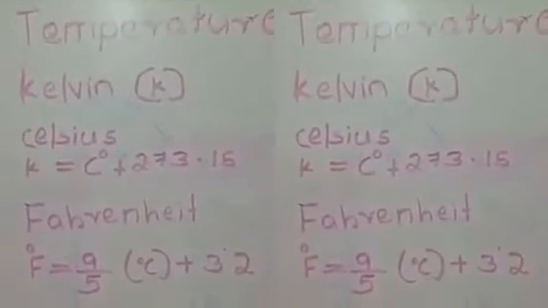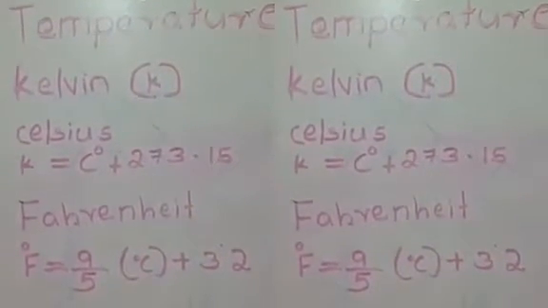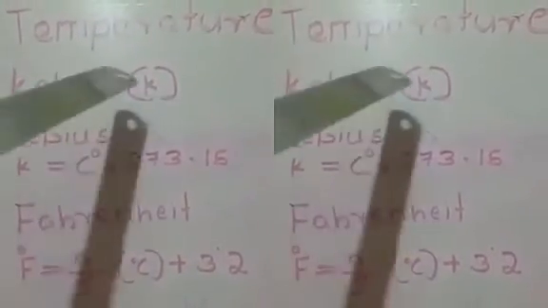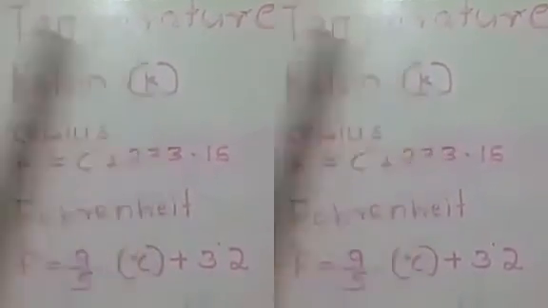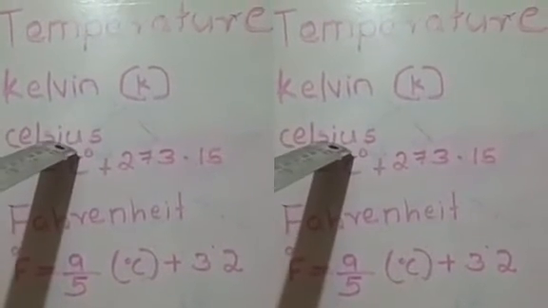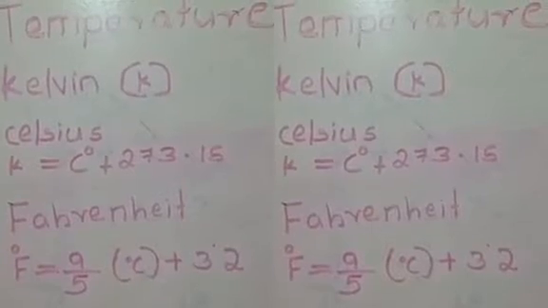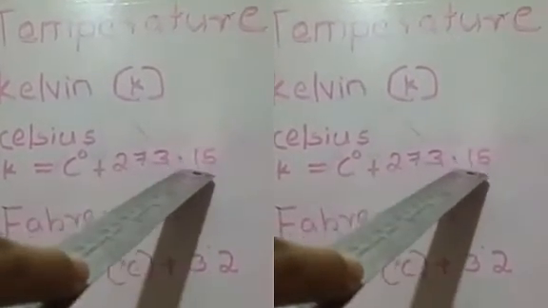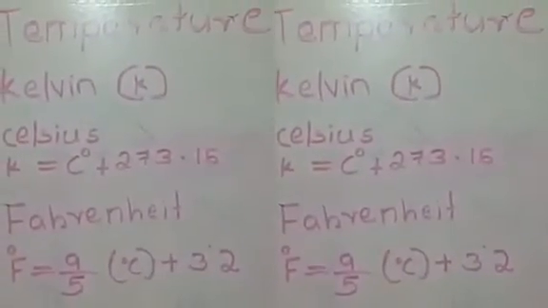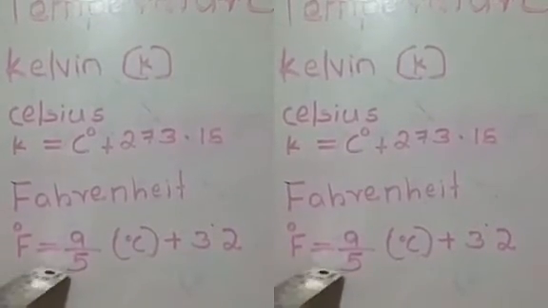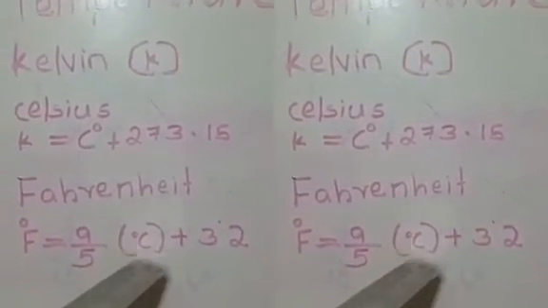For example, temperature is a physical quantity which is fundamental. The SI unit of temperature is Kelvin, represented by the symbol K. There are two other scales which are used to measure temperature. The Celsius scale, where the relation between Celsius and Kelvin is K = °C + 273.15. Then another scale called the Fahrenheit scale, where the relation is °F = 9/5 °C + 32.